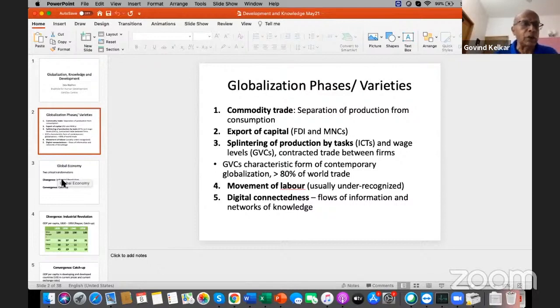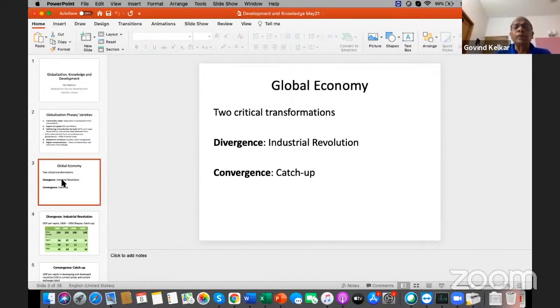So when we look at the global economy, there are two critical transformations that we have to deal with. I presume most of you must be teachers of economics, so you would know that there are two aspects that we refer to. One is what we call the Great Divergence. What is the Great Divergence? It is what happened at the end of the 18th century when Western Europe began to diverge from Asia, particularly in per capita income.